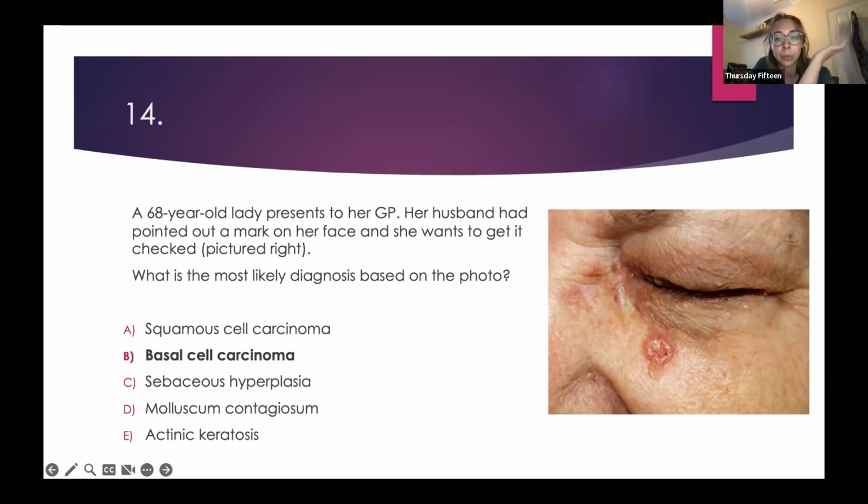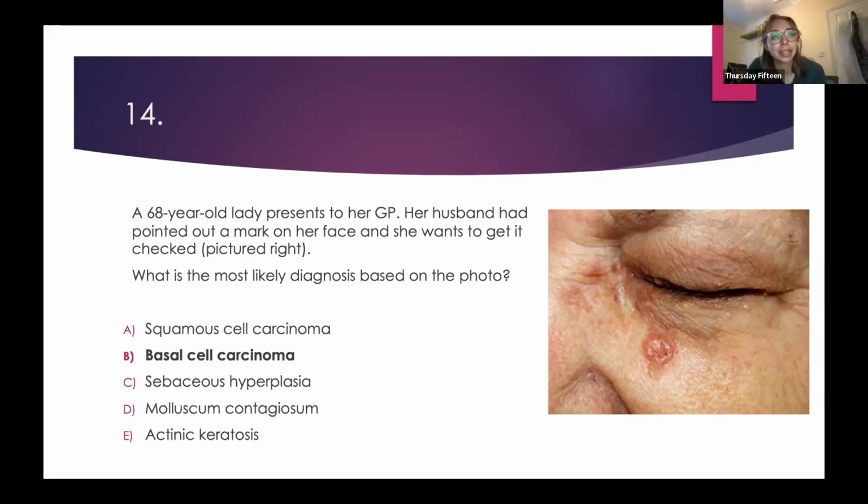A BCC, which is what this is, has classical features of telangiectasia, which this lady has, little red vessels on it, pearly rolled edges, ulceration. So that's what this is. Sebaceous hyperplasia: generally, you have more than one of these, and they don't have any ulceration. They're just small yellow bumps up to 3 millimeters under the skin. This is probably a bit too big to be a sebaceous hyperplasia.